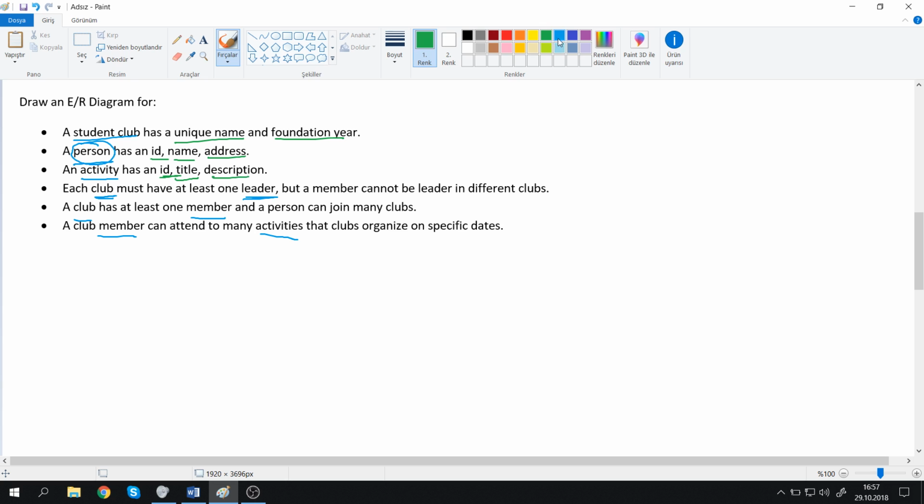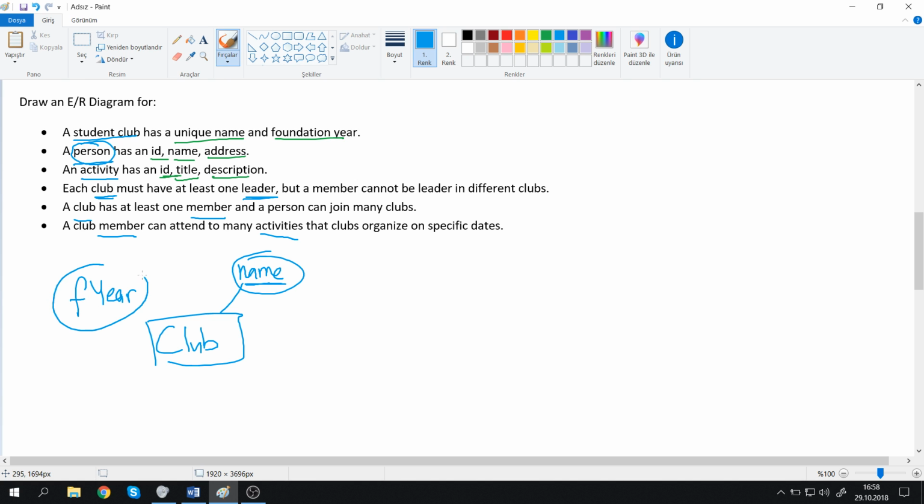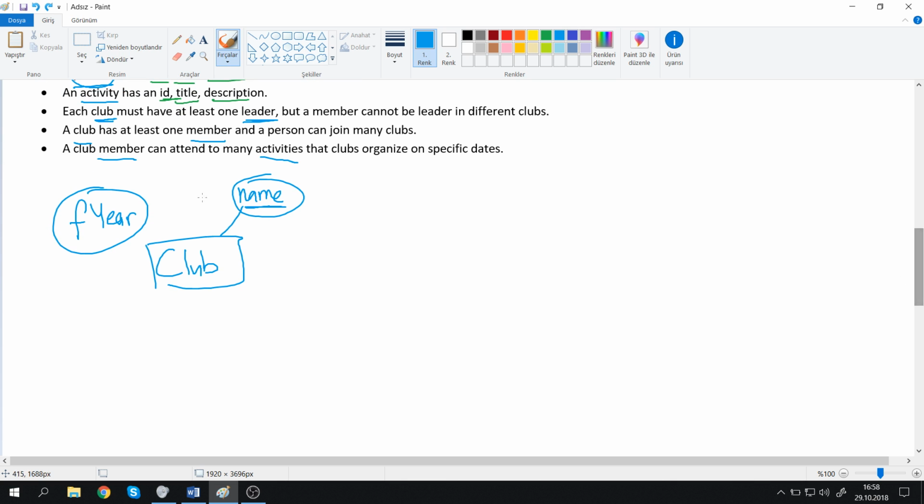Let's first draw the entities. So we have a student club. Let's just say club. A club has a unique name. The attribute is the name and it is unique, so I underline it to show that it is a primary key. And a foundation year, let's say F year. It is the attribute of club. So this is just a simple line.